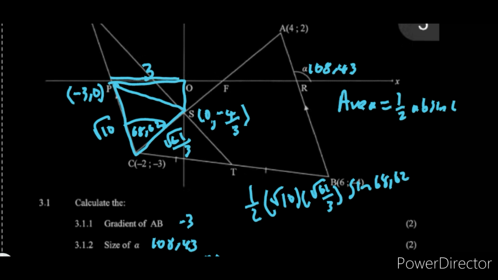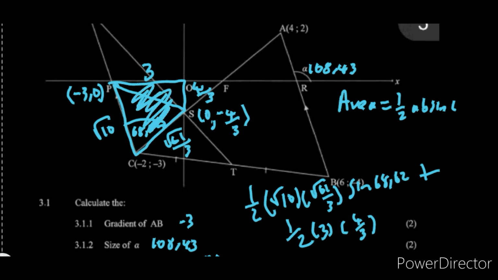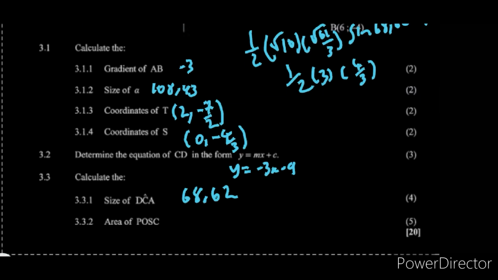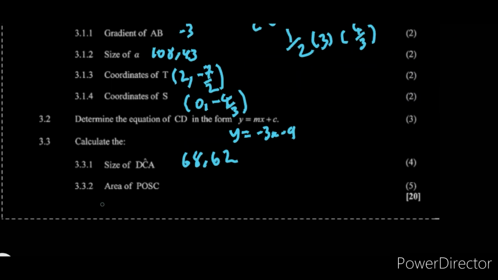Whenever a line is horizontal or vertical, it's easy to find the distance. This is a vertical line, at minus 4 over 3, so the distance here is 4 over 3 units. So we just say plus half of the base, which is 3, times the perpendicular height, which is 4 over 3. And when we type this answer, that gives us the area of this portion. I don't think I need to type it, I believe you understand it. So this is the last question, and that is it.